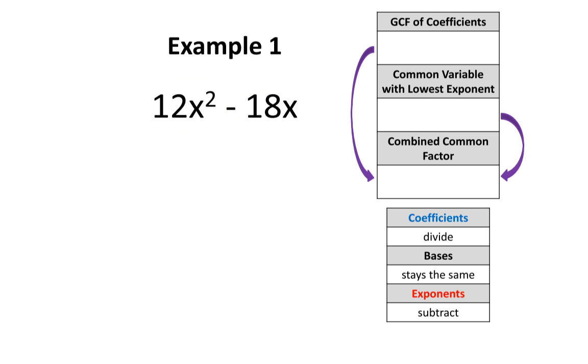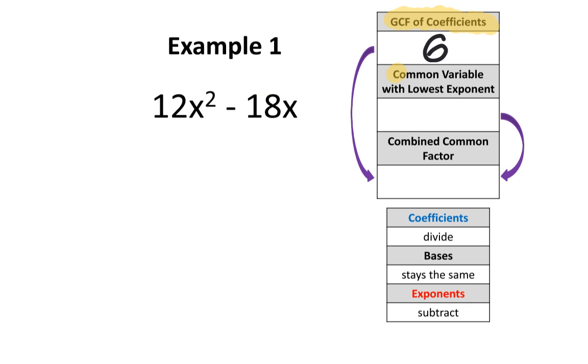The first step of factoring is to look at the greatest common factor of the coefficients. The coefficient of this term is 12, while the coefficient of this term is negative 18. I now want you to think of the largest number that can divide evenly into 12 and 18. The largest number that can do that is 6. So 6 would be the greatest common factor of these coefficients.